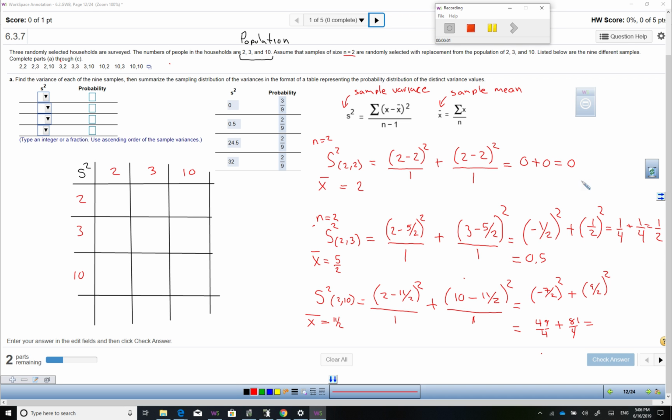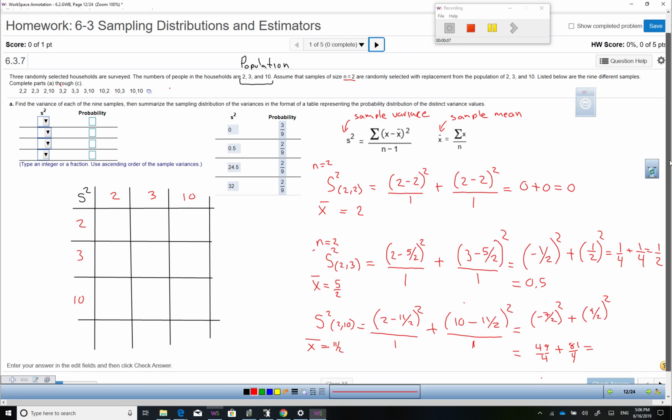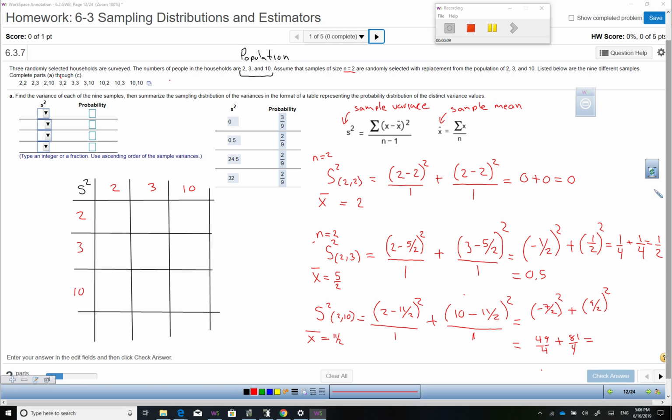Problem number 1 on chapter 6, section 3. For this problem, they have three numbers in the population: 2, 3, and 10. It says assume that samples of size n equals 2 are randomly selected with replacement from the population 2, 3, and 10.